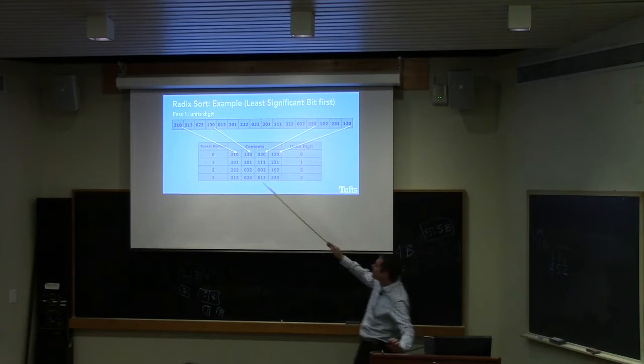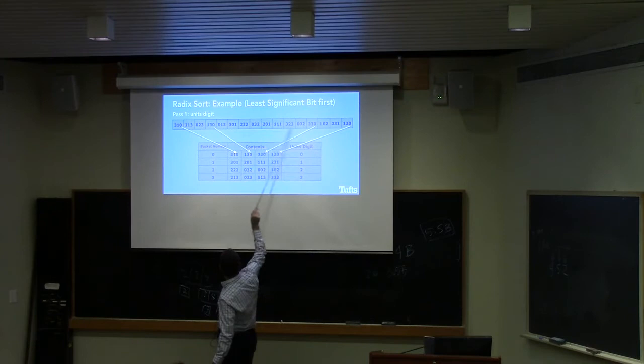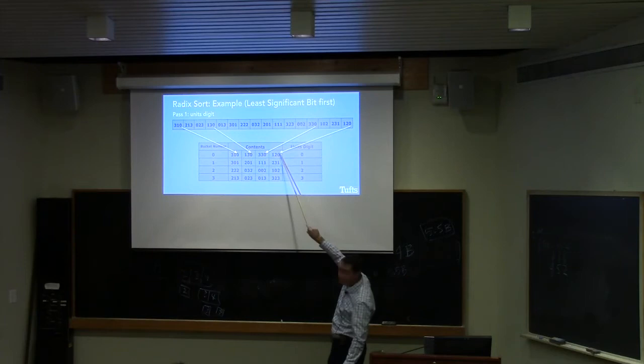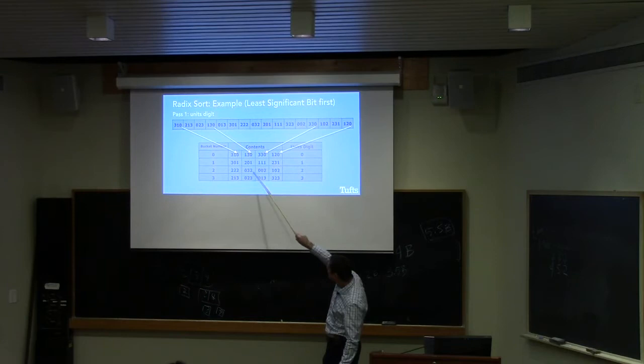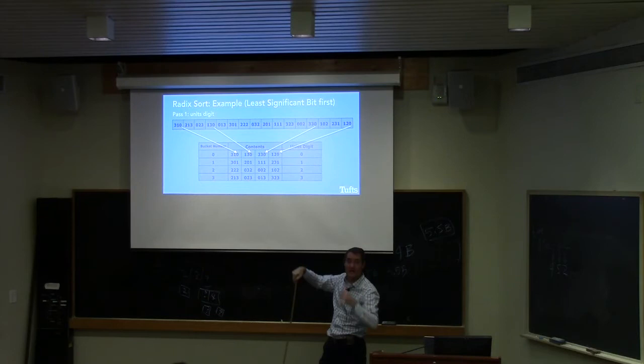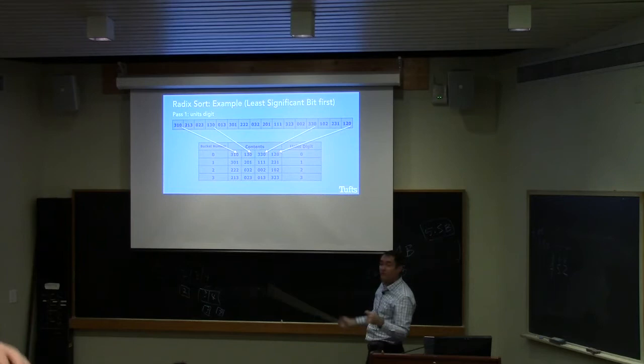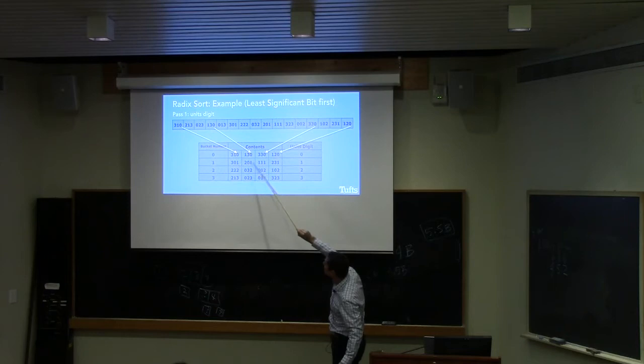310, 130, 330, and 120 all end in 0. They go into the first bucket. The ones that go into the second bucket are the ones that end with 1. Notice we haven't compared anything. We're just telling whether or not the number goes in a certain bucket. That's all you have to do with it. Then you rearrange these, going through each bucket in order, and put them back in the array like that.